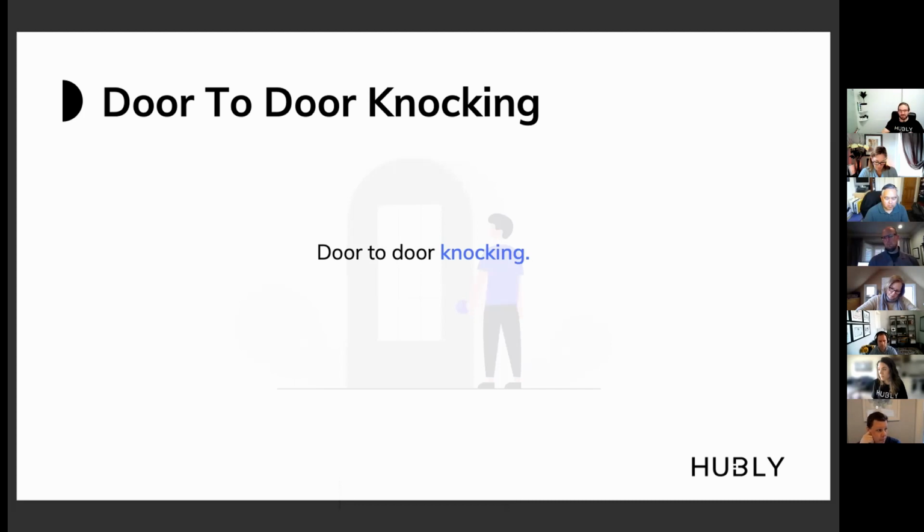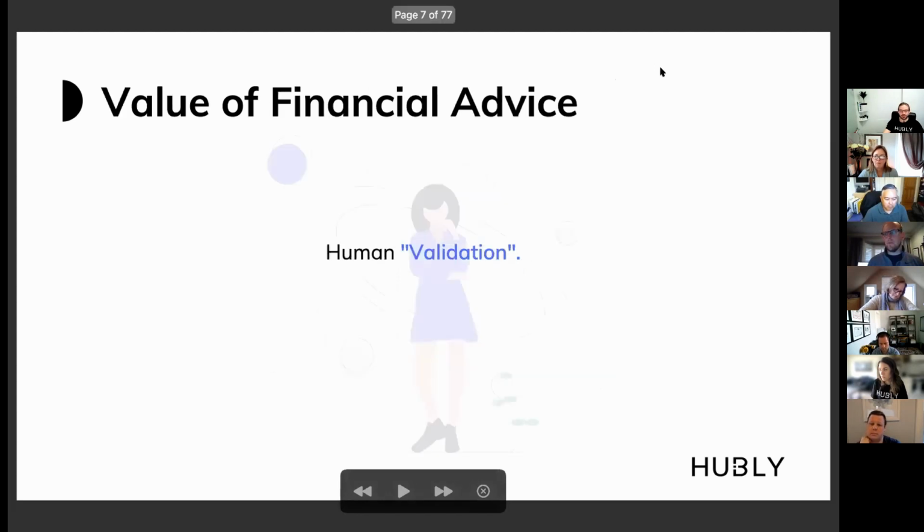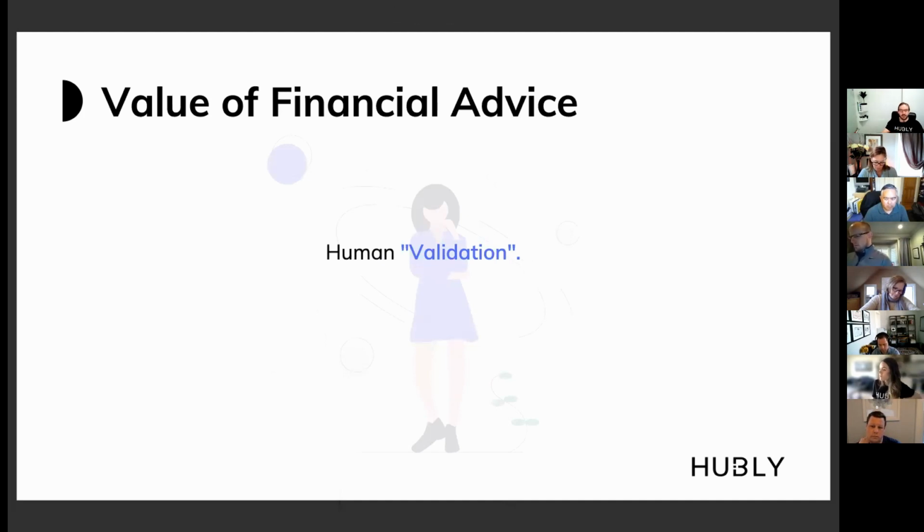Through this process, we had people cry, break down, shut doors in our face, you name it. It was an interesting part of Hubly's journey, but we actually learned, I think, the core fundamental value of financial planning. Simply put, your differentiation as a human advisor is your ability to provide human validation and really help clients make those fundamental decisions that are difficult to make. And I remember this concept of human validation because it ties into a lot of the fundamentals that I'll be talking about when I get into the fundamentals of the planning process.